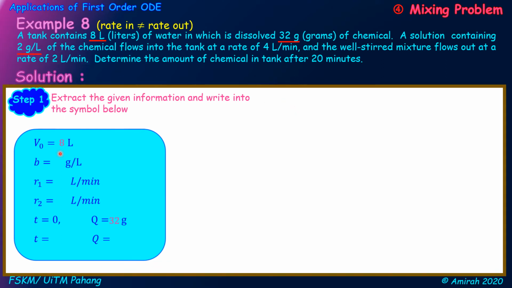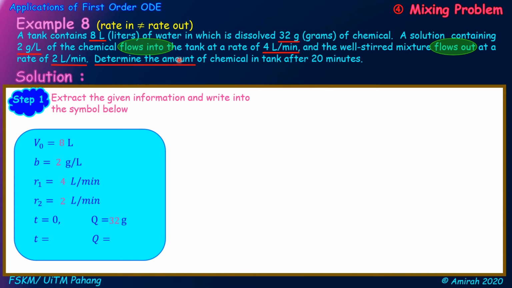And then 2 grams per liter, this is the unit for b, the brine solution, so we put it here. And then from the words flows in at a rate of 4 liters per minute, this is rate 1, or rate in. So we can write here rate 1 or rate in equals to 4 liters per minute. And then from the words flows out at a rate of 2 liters per minute, this is the value for R2, which means rate out.